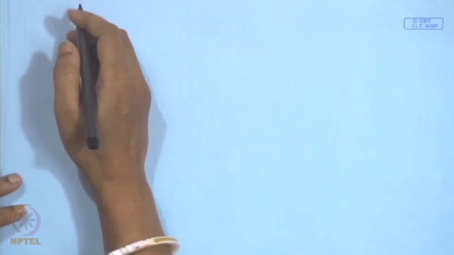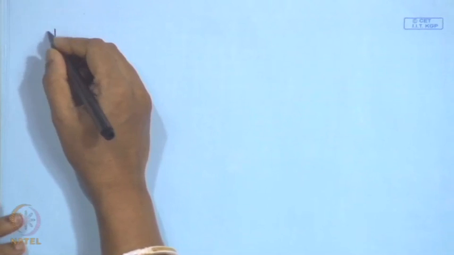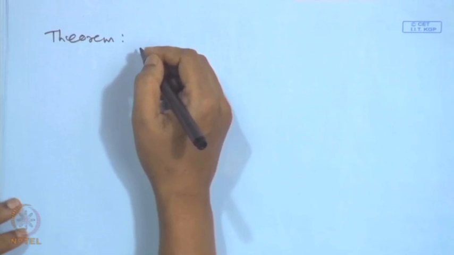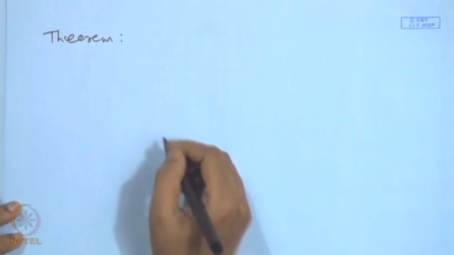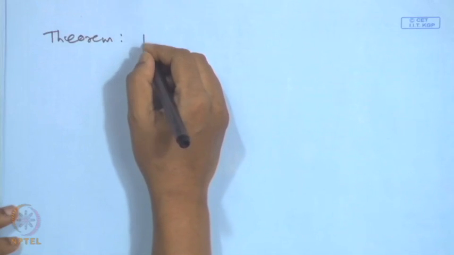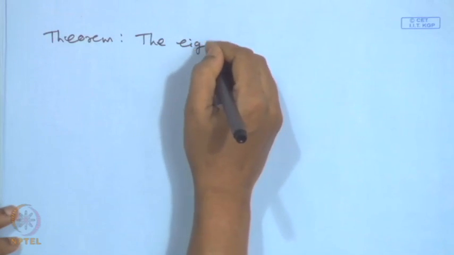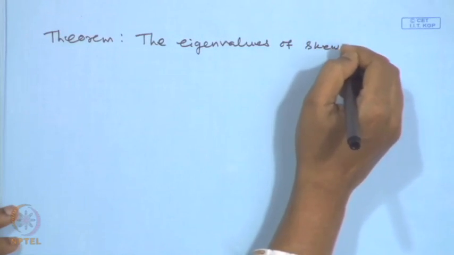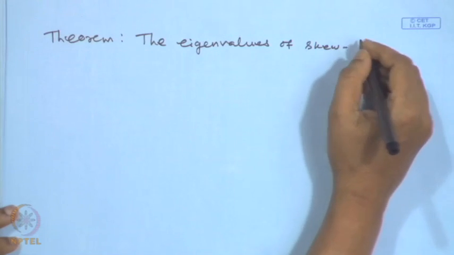Next, since we are discussing the nature of eigenvalues of Hermitian matrices, here we can also see the nature of eigenvalues of skew Hermitian matrices. So, the theorem says: the eigenvalues of skew Hermitian matrices are 0 or pure imaginary.